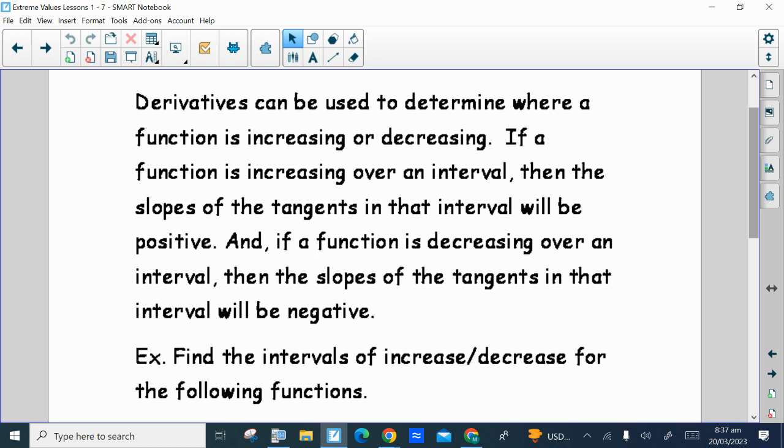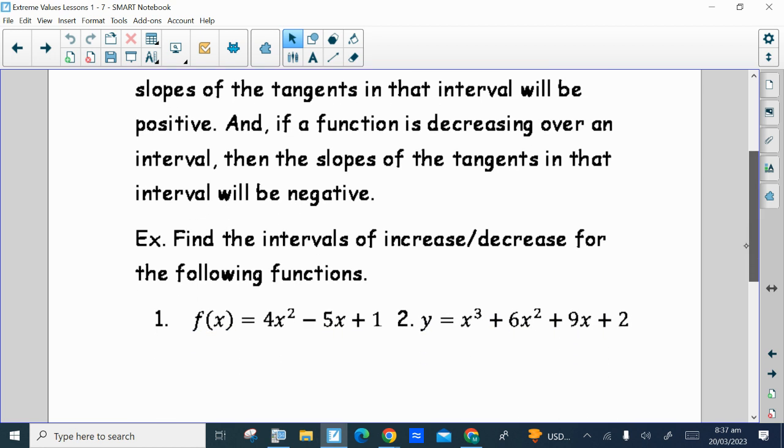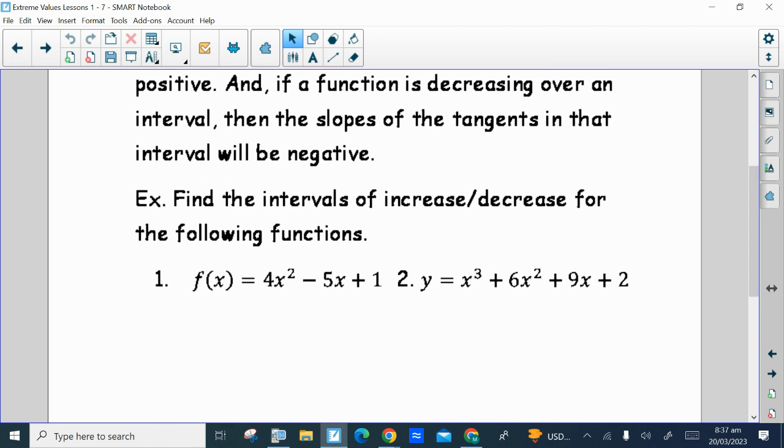So if a function is increasing over an interval, then the slopes of the tangent in that interval will be a positive value, which means the derivative will be positive. And if a function is decreasing over an interval, the slopes of the tangent in that interval will be negative. So that means the derivative will be negative, because remember, the derivative gives you the slope of the tangent line. In this case, we're not going to determine what the actual slope is. We're going to determine whether the value of the derivative is positive or negative.